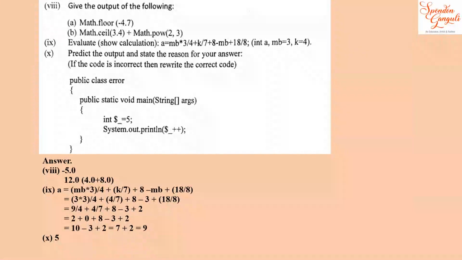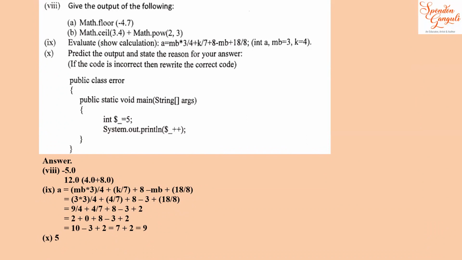Number 9. Here, if we have multiple operators with the same precedence, then the operator associativity rule comes in, which states that from left to right, whichever operator comes first will be evaluated first. So thus, mb * 3 will be evaluated first, then divided by 4. k / 7 will be evaluated first, and 18 / 8 will be evaluated first, rather than other operators.